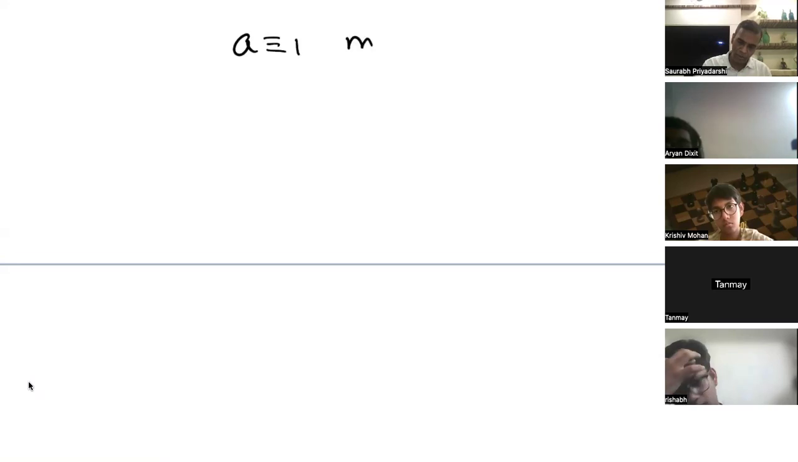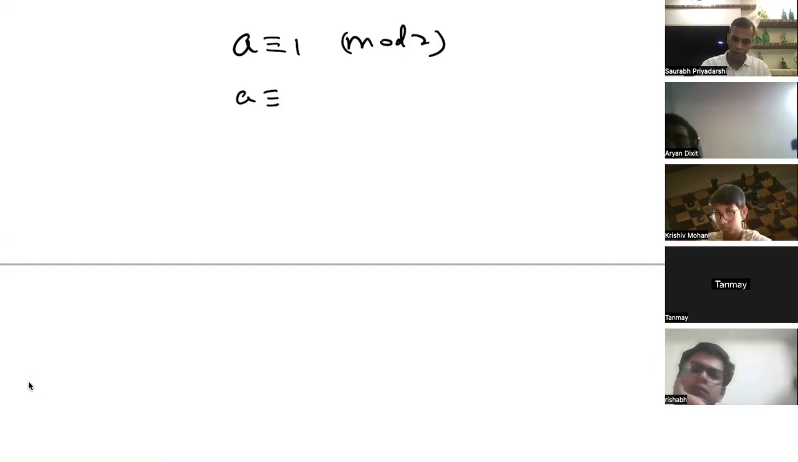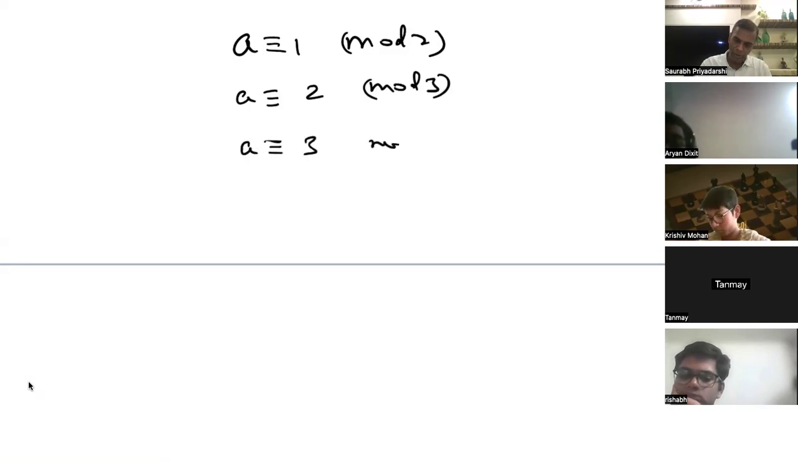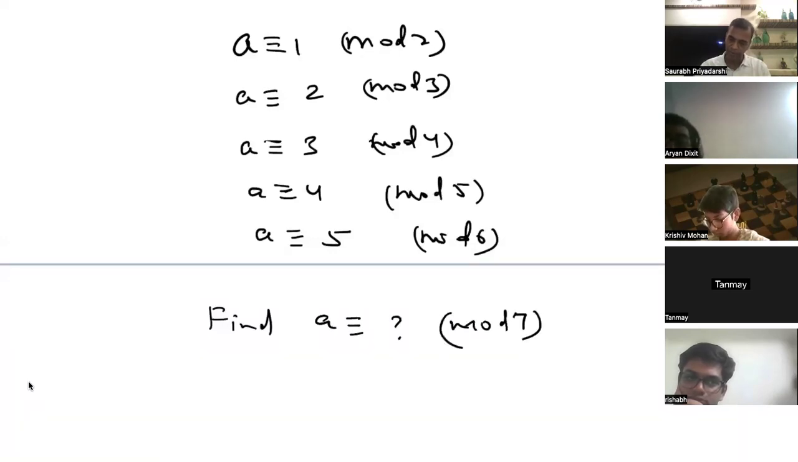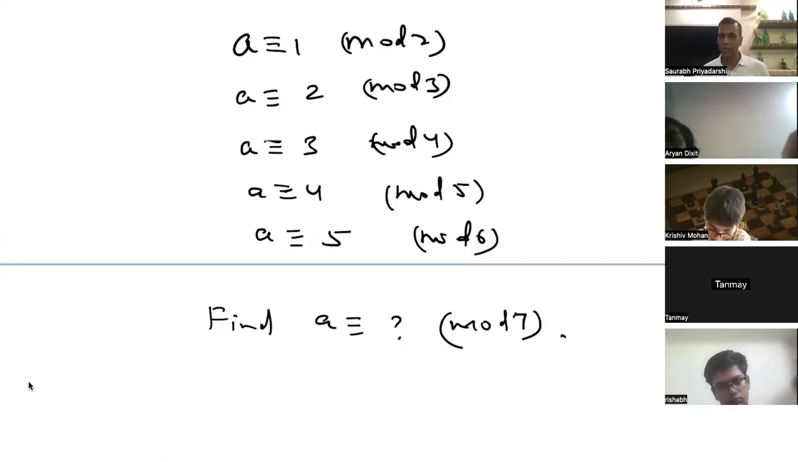A congruent to 1 mod 2, A congruent to 2 mod 3, A congruent to 3 mod 4, A congruent to 4 mod 5, A congruent to 5 mod 6. Find A is equal to what mod 7. Is this okay, everyone?